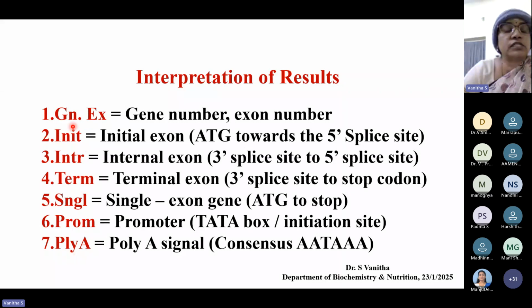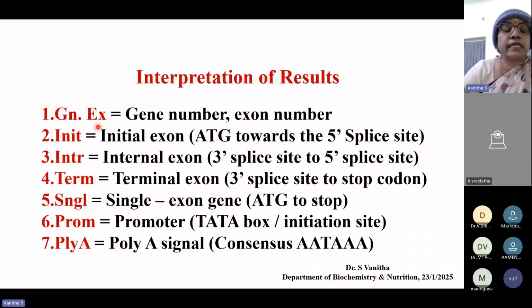First one, what it was, GN and EX. What does that stand for? GN stands for gene number. EX stands for the exon number. Okay, so INIT stands for the initial exon, that is, whatever is the beginning of it. So ATG towards the 5' splice site. Then INTR stands for internal exon with 3' splice site to the 5' splice site.